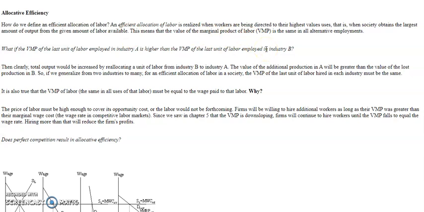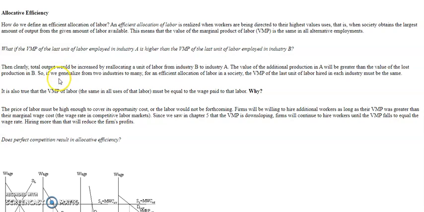Society obtains the largest amount of output from a given labor. This means that the value of marginal product of labor is the same in all alternative employments. What if the value of marginal product of the last unit of labor employed in industry A is higher than the value of marginal product of the last unit of labor employed in industry B? Then clearly total output would be increased by reallocating a unit of labor from industry B to industry A.